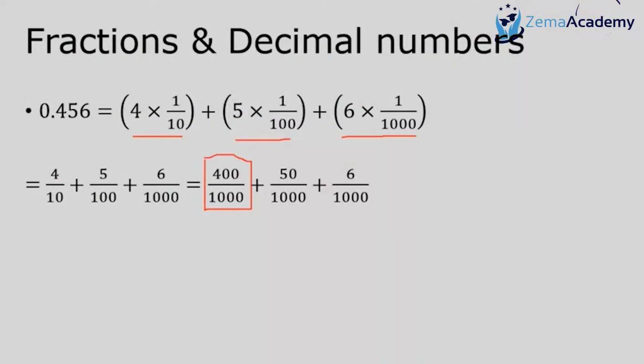It becomes 400 over 1,000. 5 over 100, well, that has to be multiplied by 10, top and bottom, to become over 1,000. So it becomes 50 over 1,000. And then 6 out of 1,000 is already out of 1,000. So then we can add those up simply, and we get 456 divided by 1,000. Then, just like last week, we can simplify.